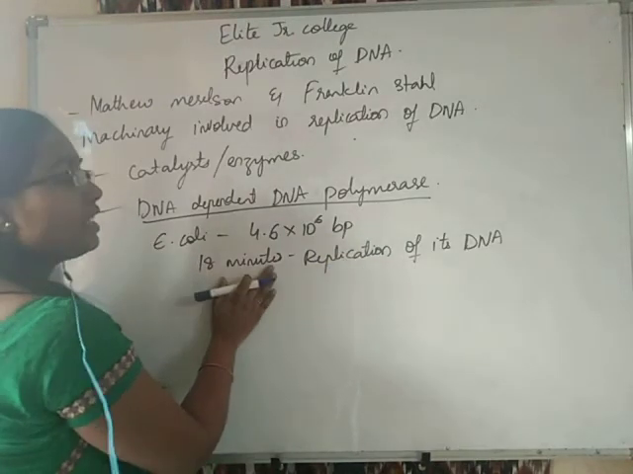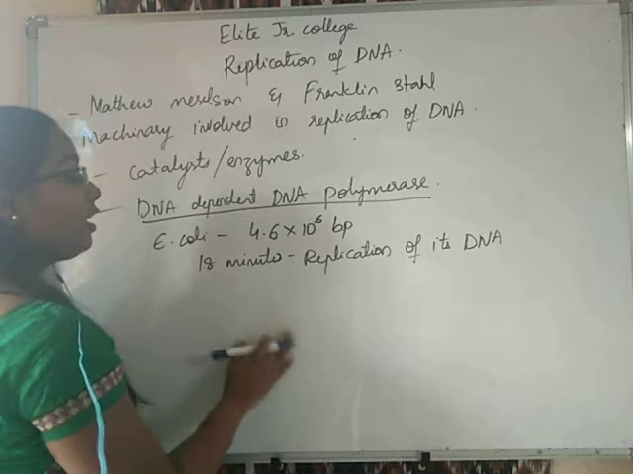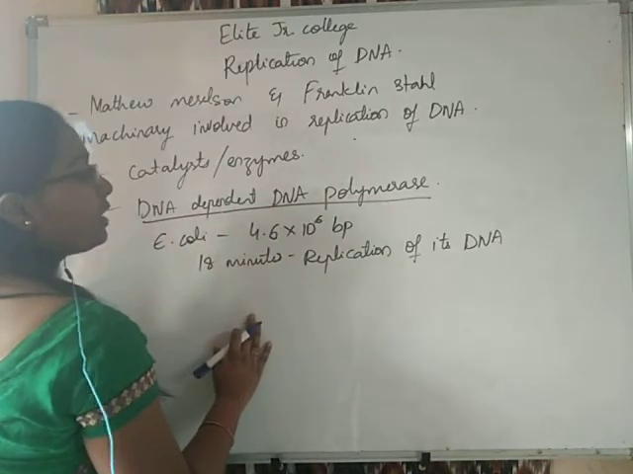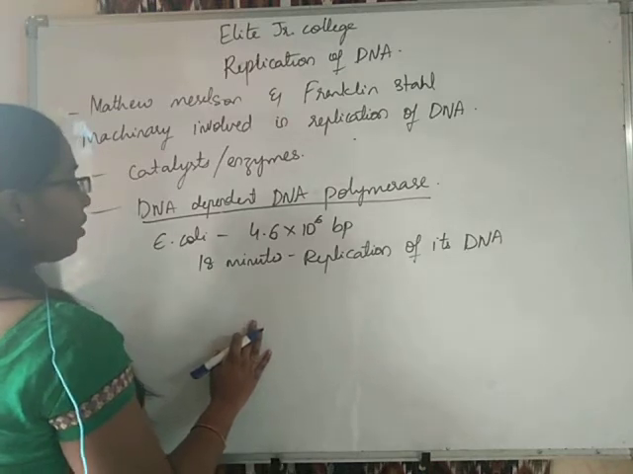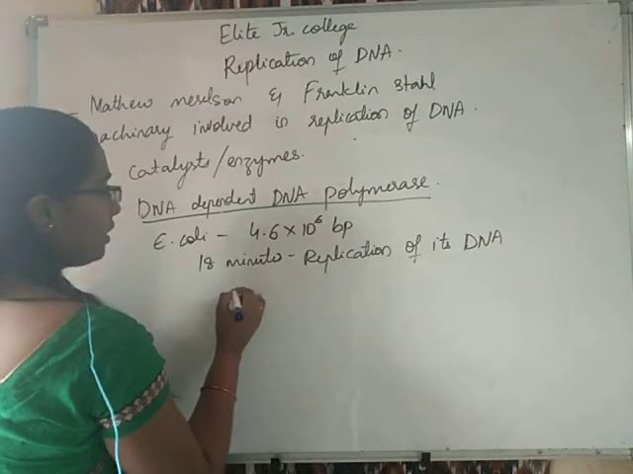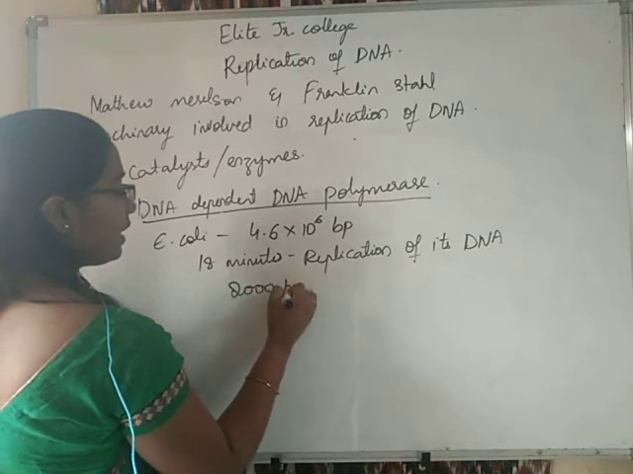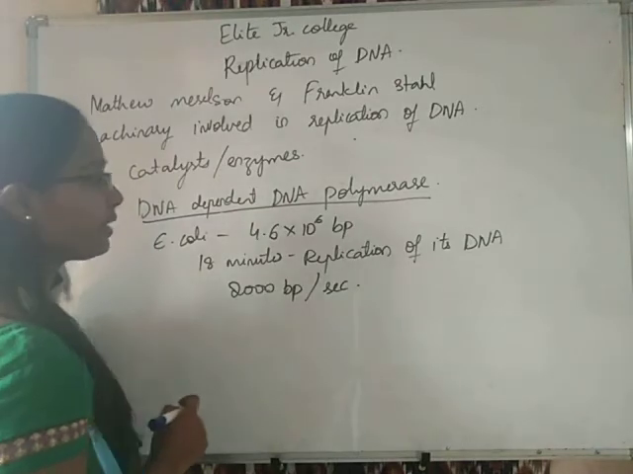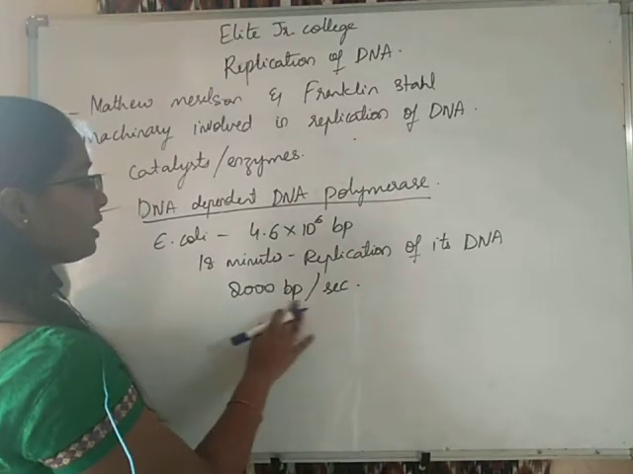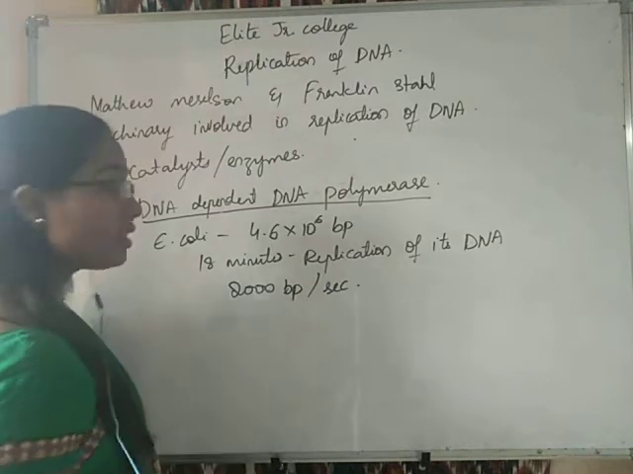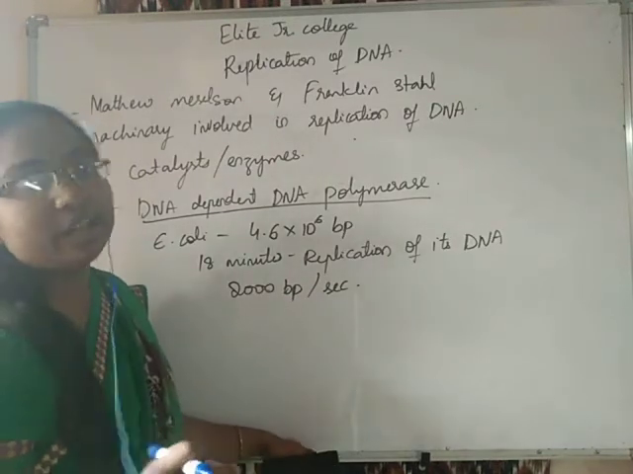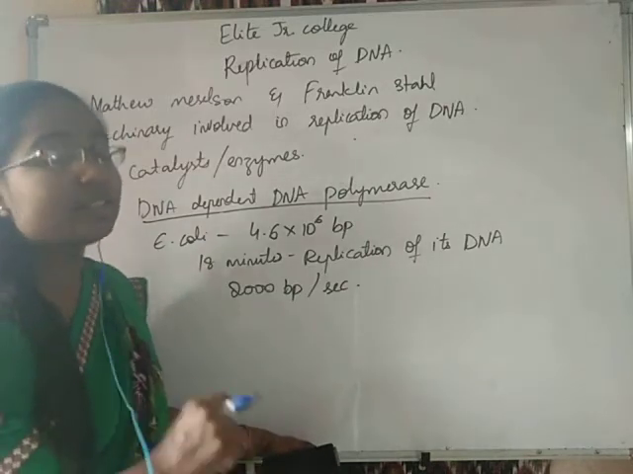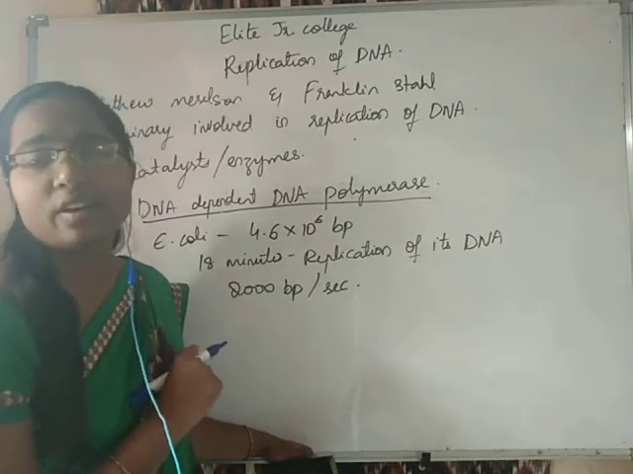If it is taking 18 minutes for replication of DNA, that means this enzyme, DNA-dependent DNA polymerase, is adding nearly 2000 base pairs per second. That is such a big number, right? So these many nucleotides are added per second. That means these DNA polymerases have to be very fast, right?